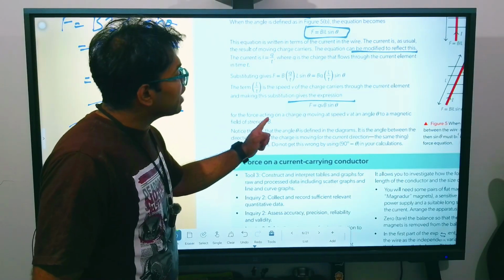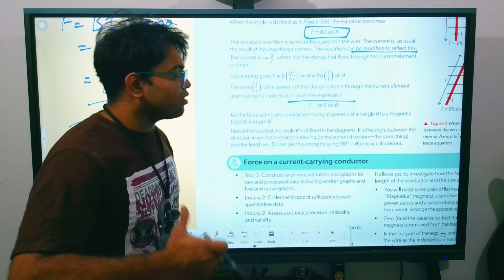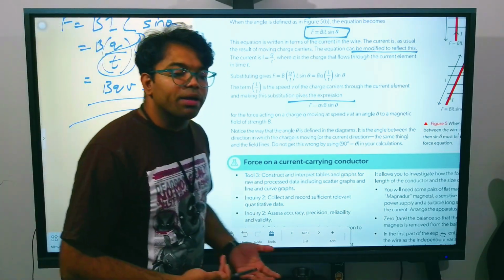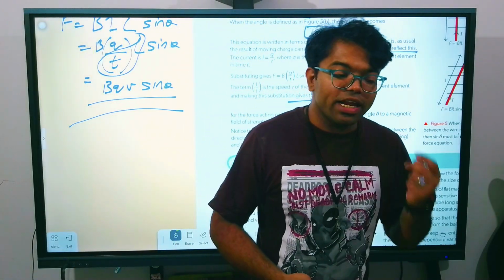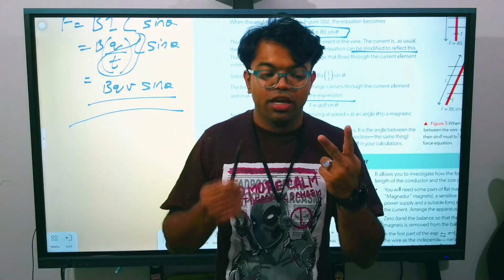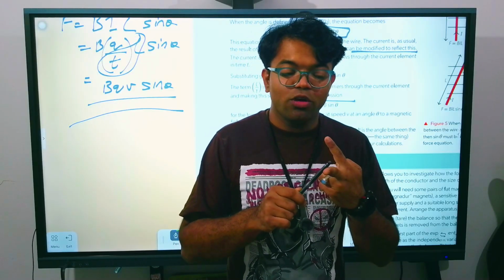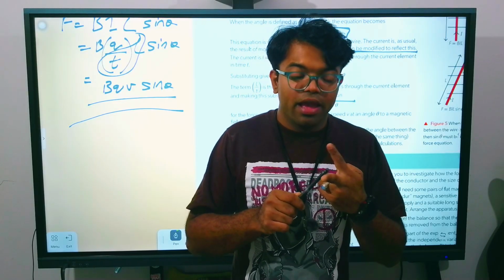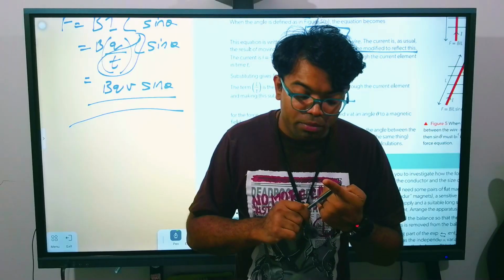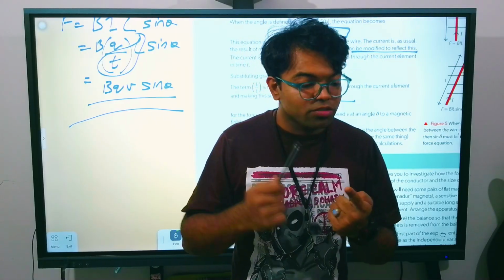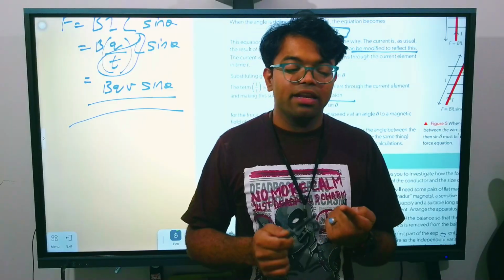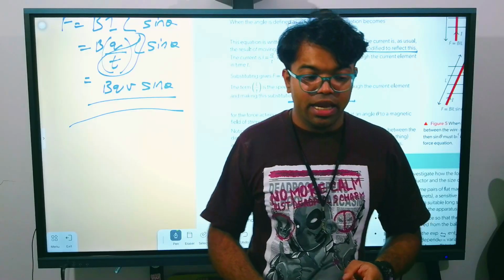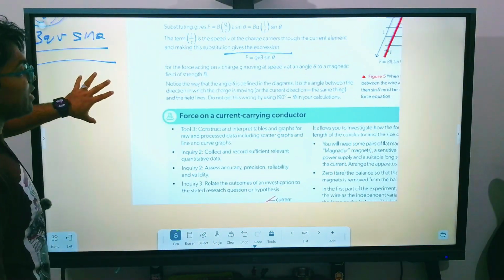This is the force acting on the charge Q moving with the speed V at an angle theta to a magnetic field B, both of them having the same meaning. So there are two separate formulas for force. If the current is known, then force is equal to BIL sine theta. If the current is not known, but the movement of charge is known, only the velocity, then we can say F is equal to QVB sine theta.